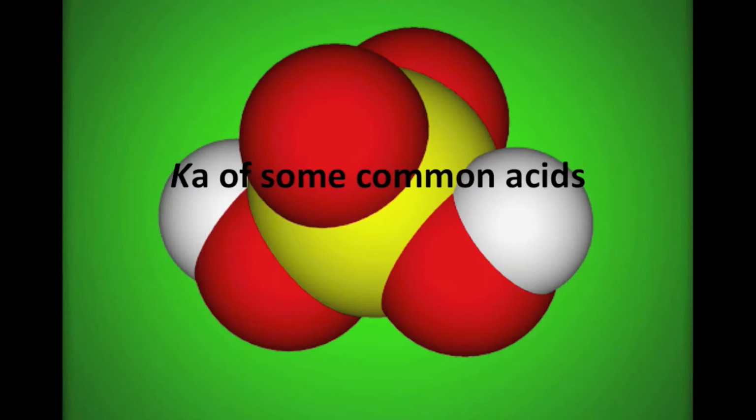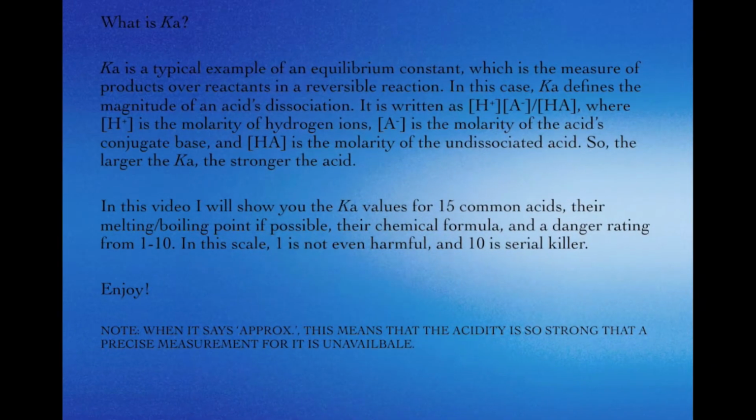Here are some common acids. What is Ka? Ka is an example of an equilibrium constant, and in this case it measures the strength of an acid. So basically, the larger the Ka, the stronger the acid.